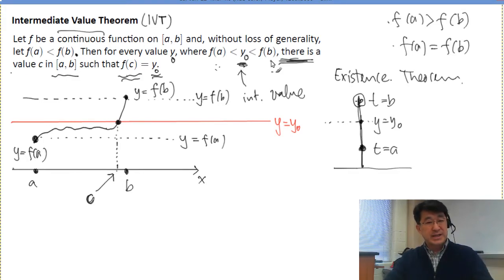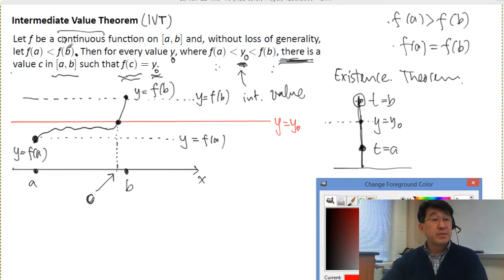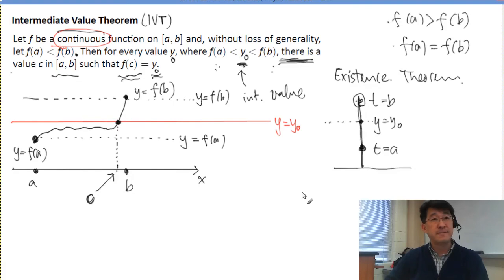If you interpret it like this intuitively, it is a really silly statement. Why do they call it a theorem? It seems like an obvious statement, right? Why do they make a big deal out of it? The mathematicians' definition of continuity is different. How did mathematicians define continuity?